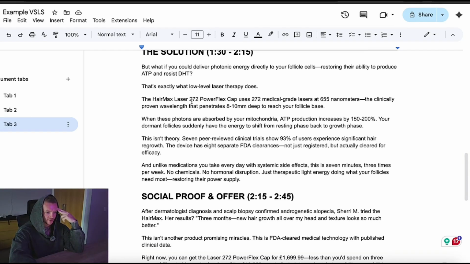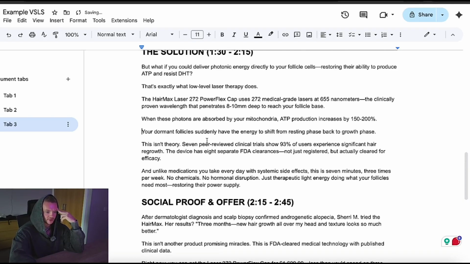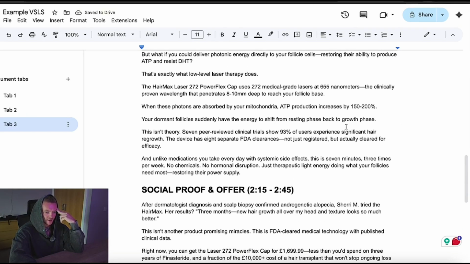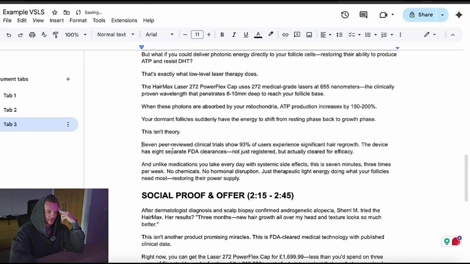The HairMax Laser 272 PowerFlex cap uses 272 medical grade lasers at 655 nanometers, the clinically proven wavelength that penetrates 8 to 10 millimeters deep to reach the follicle base. When these photons are absorbed by your mitochondria, ATP production increases by 150 to 200%. Your dormant follicles suddenly have the energy to shift from resting phase back to growth phase. This isn't theory.